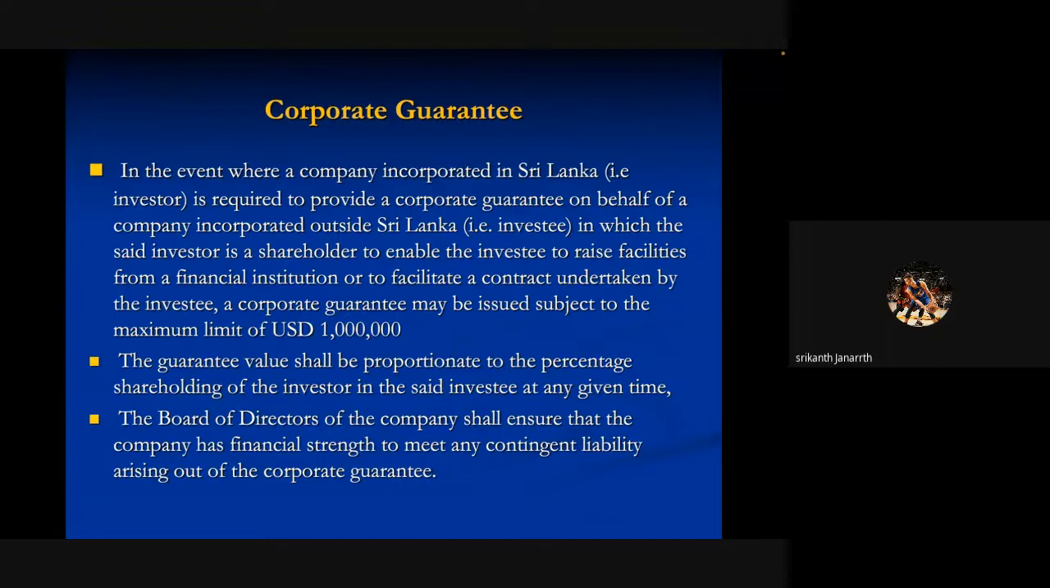So the central bank has given permission. Okay, Dialogue can give a corporate guarantee. In the event of a claim, they have to go to the authorized dealer to send the money. So that you know, right? They can't send the money directly. Dialogue has to come to the bank to send the money. Okay.